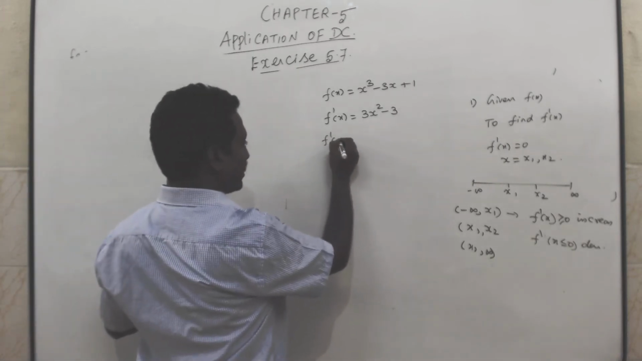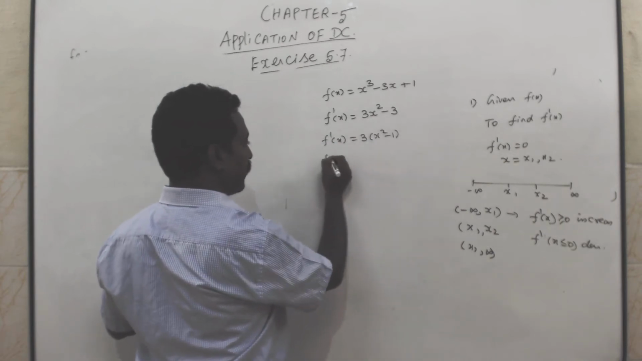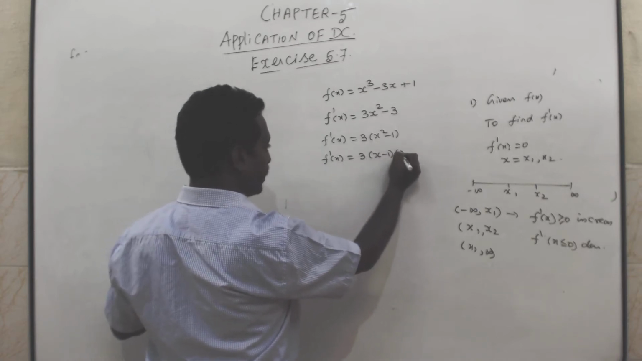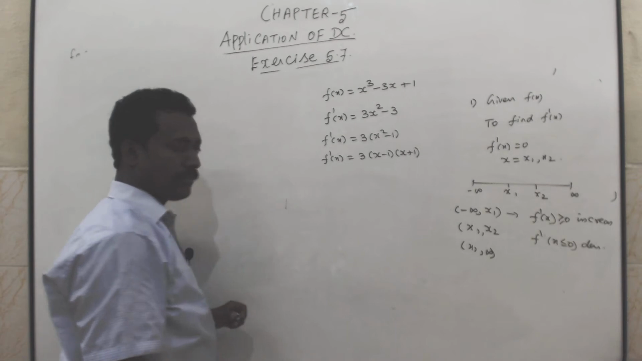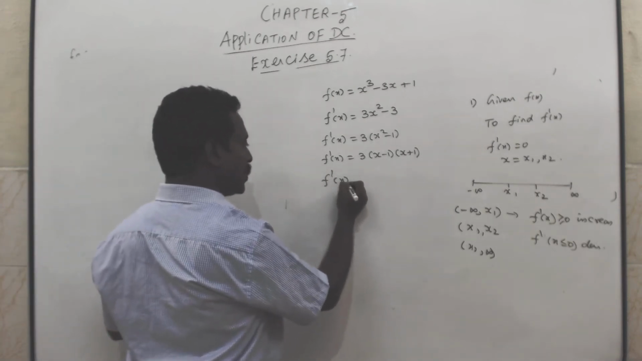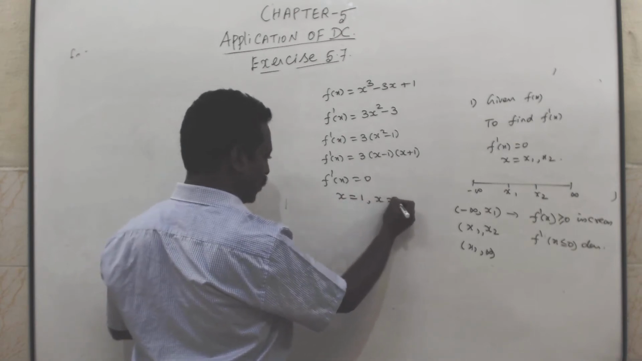f dash of x is 3 into x square minus 1. 3, x square minus 1 can be written as x minus 1 into x plus 1. f dash of x equal to 0, that means x is equal to 1, x is equal to minus 1.